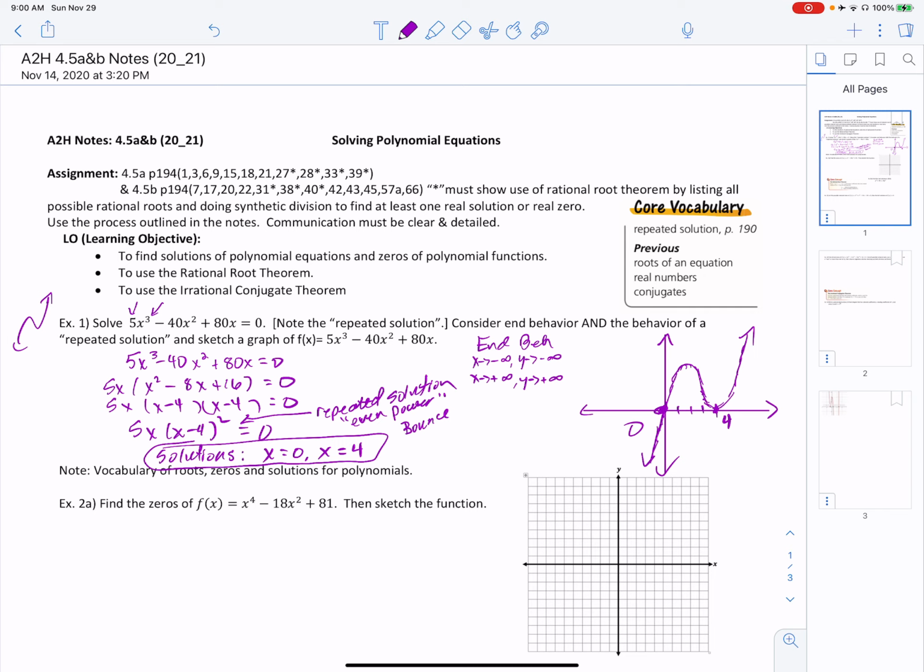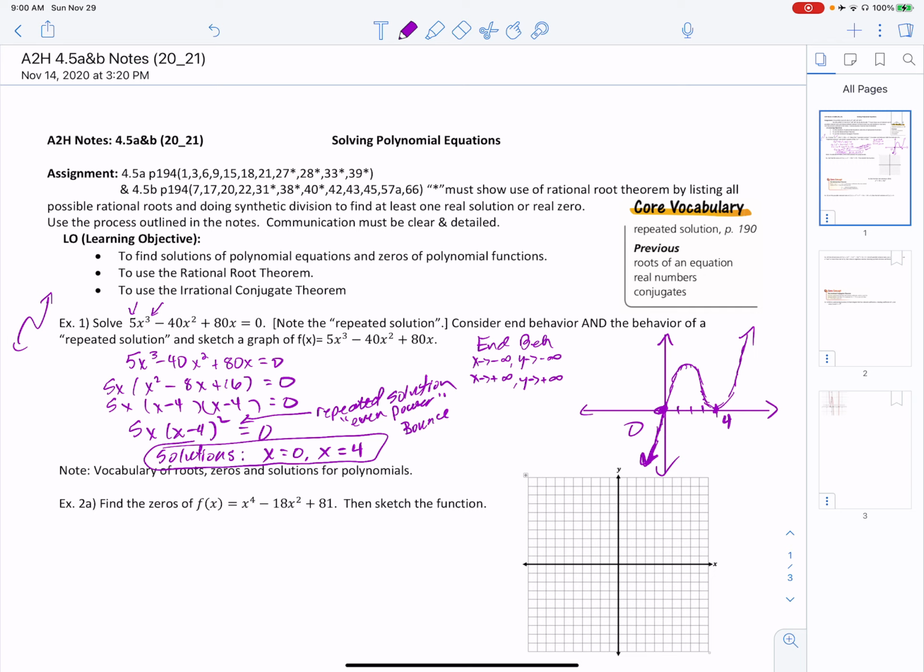The y-intercept on this is just 0. When x is 0, y is 0, so there isn't another y-intercept to consider. And how high it goes between 0 and 4, I'm not really looking for that to be super accurate. Just that it has the characteristics of the correct zeros, and you treat the repeated solutions correctly, and the end behavior is correct. So there is a sketch of that graph.